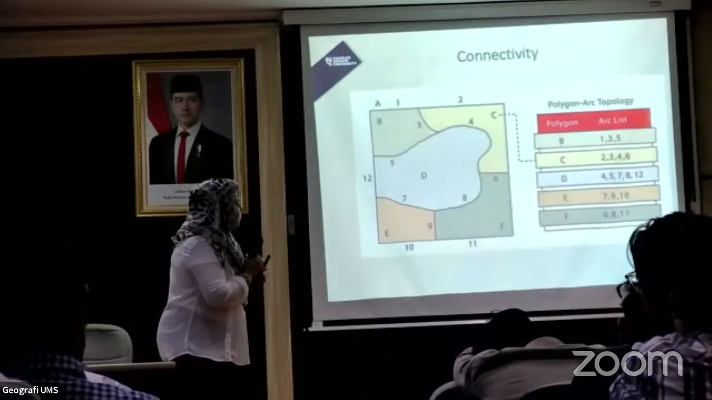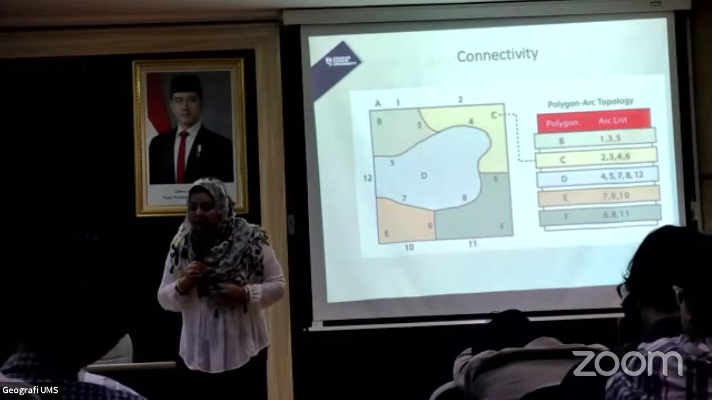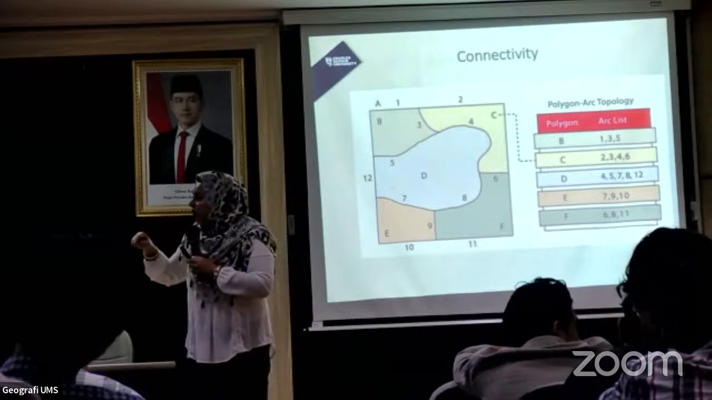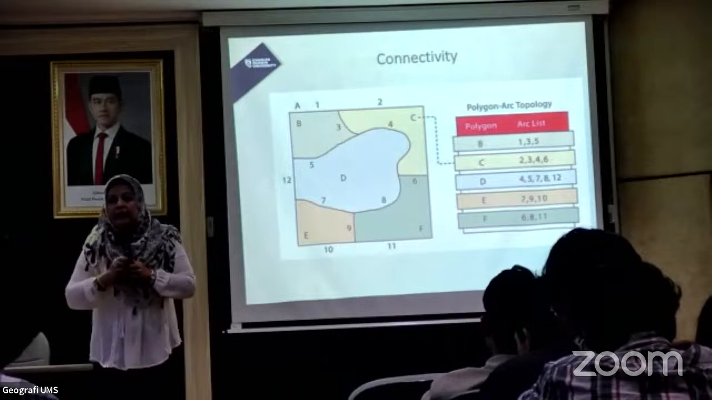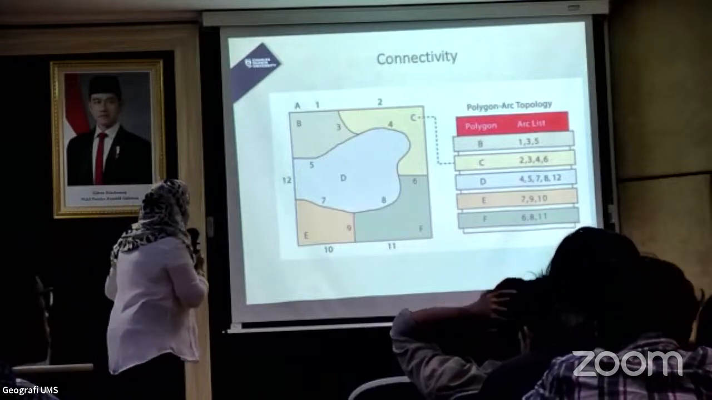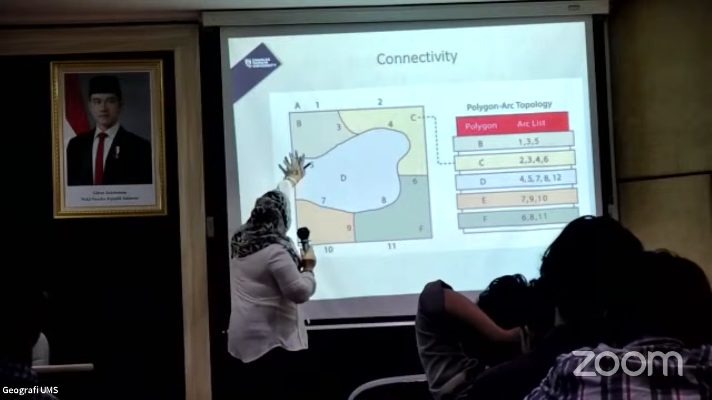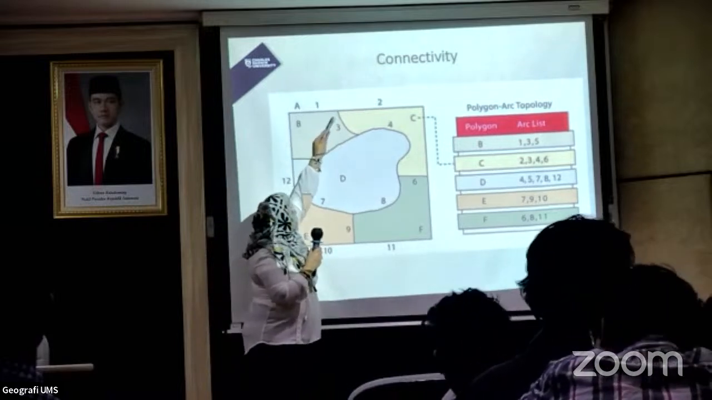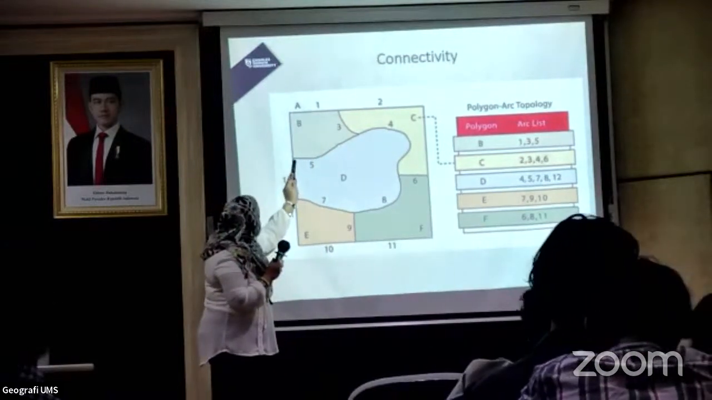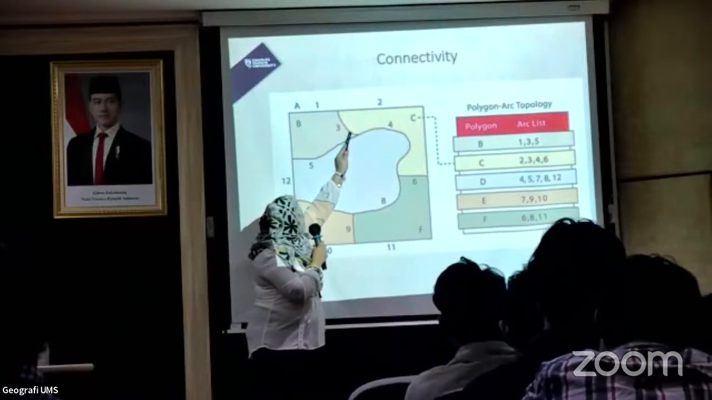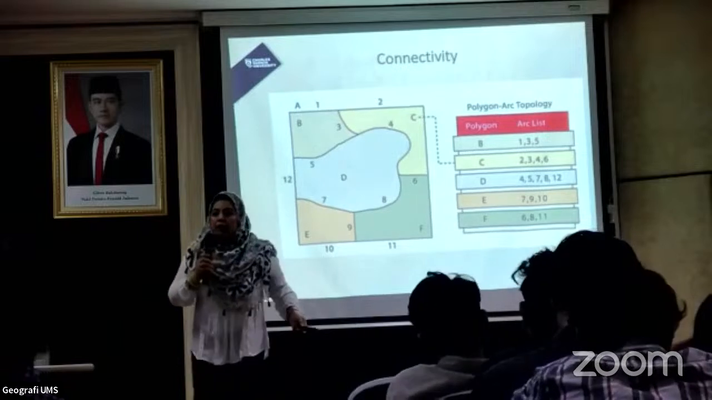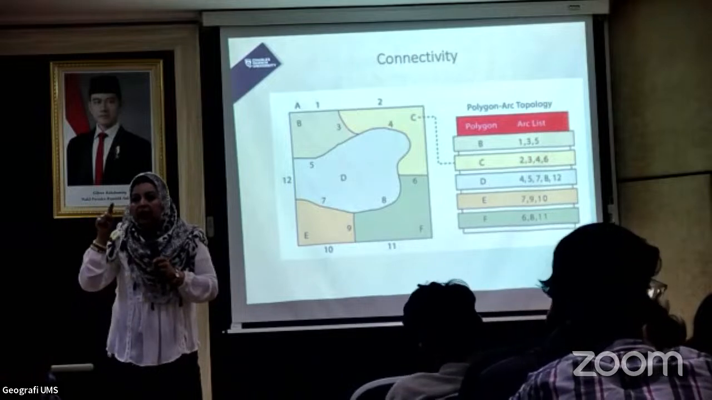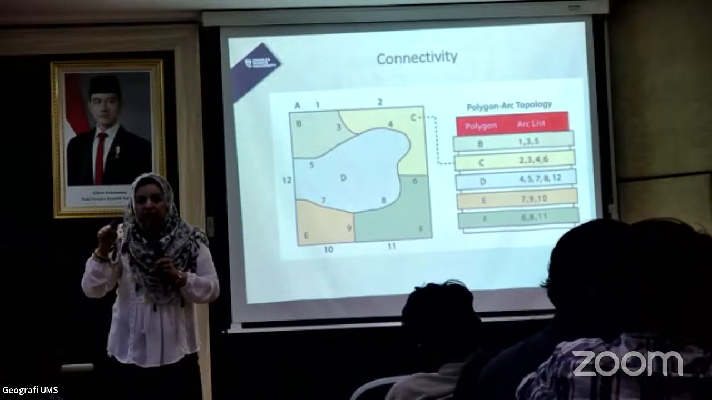now connectivity? So when we store the area information in polygons, polygons are also made of different types of arcs and how they are connected. For example, this is our polygon B. So you can see these are arc 5. This is arc. So polygon B is made of three arcs: arc 1, arc 5, and arc 3.